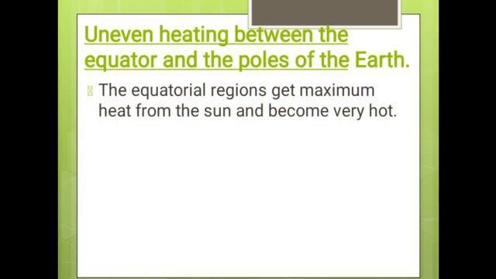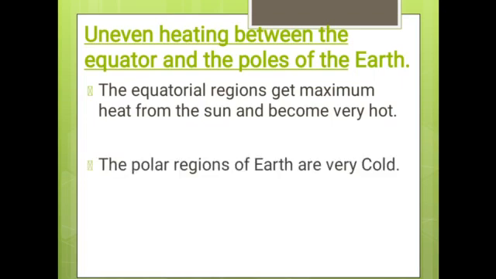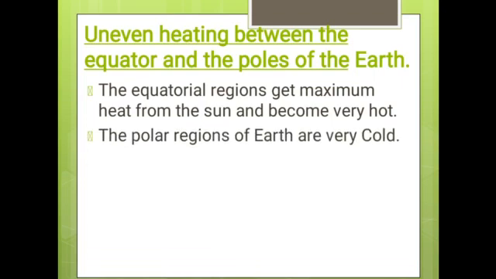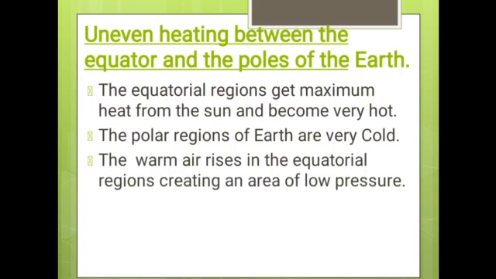So the equatorial regions get maximum heat from the sun and become very hot. And if we are talking about the polar regions, being at the maximum distance from the sun, they receive the minimum heat from the sun. So the polar regions of the earth are very cold, and the warm air rises in the equatorial regions, creating an area of low pressure.